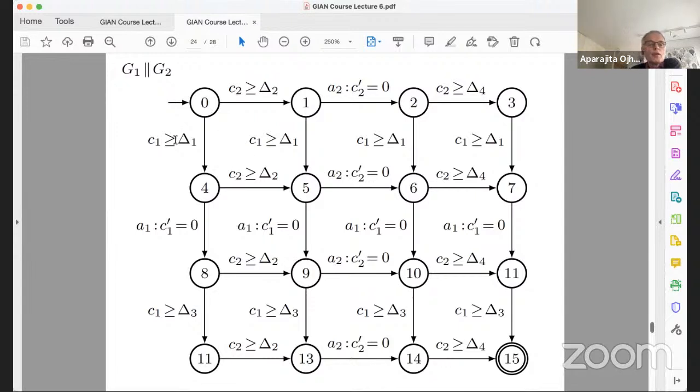Now, if delta 1 is larger than delta 2, say that delta 1 is 3 and delta 2 is 2. Okay, then you have to wait 3 seconds until you reach state 4. But then the clock C2 is already 3, because both the clocks start here, and the first operation, delta 1, took 3 time units. But delta 2 is only 2, so 3 is larger than 2. So immediately we jump to this state.